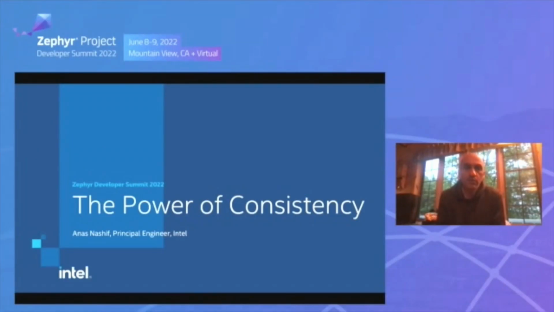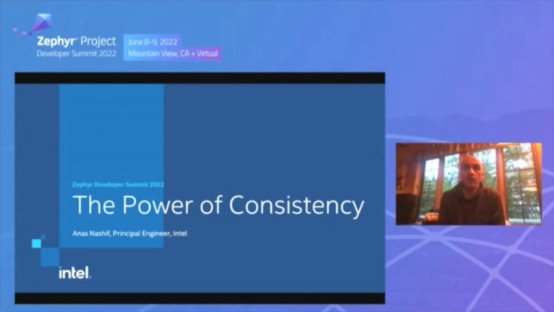I was hoping to meet many of you and participate in many of the sessions and discussions happening this week around Zephyr. So hopefully next time. But for now, in this short presentation, I will be talking about the power of consistency and how consistency is important for an open source software project like Zephyr.